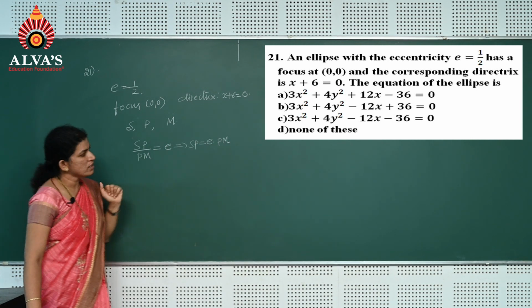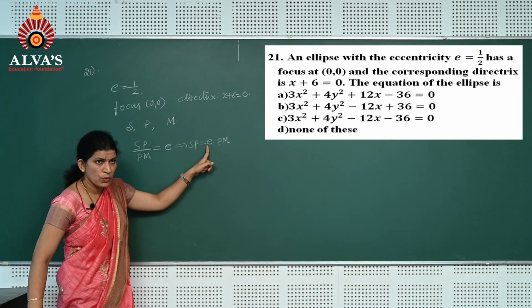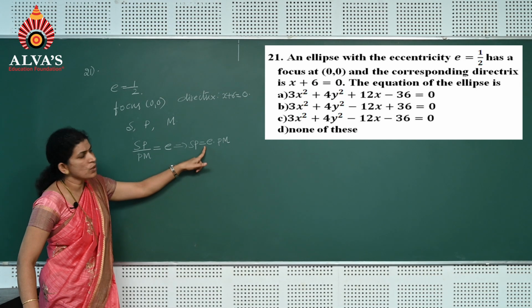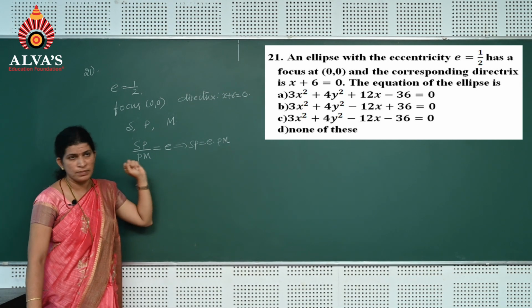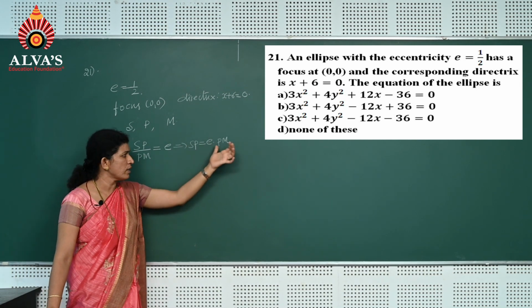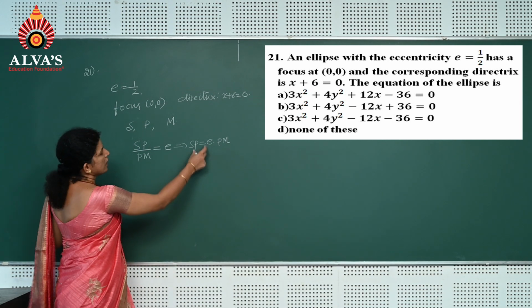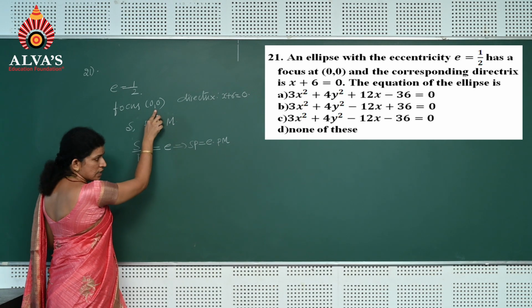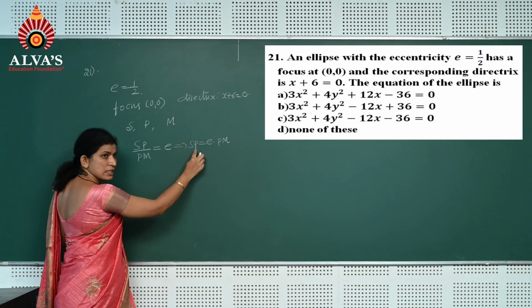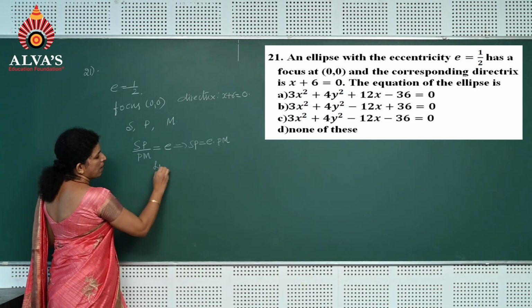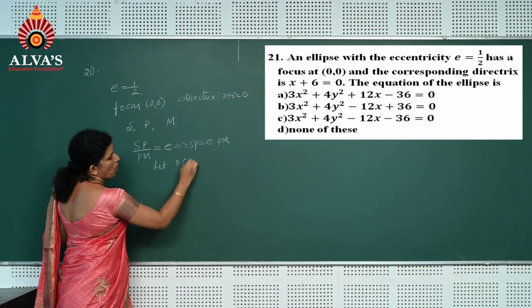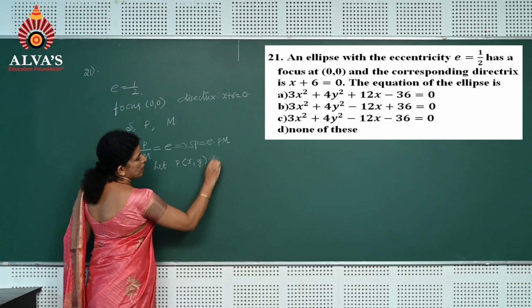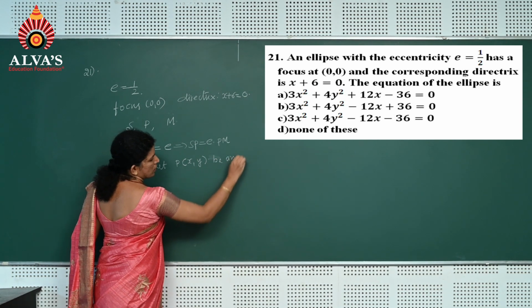If the E value is 1, then the conic section is a parabola. If E is less than 1, then it is an ellipse, and if E is greater than 1, then it is a hyperbola. Here E equal to 1 by 2 and S is the focus, that is (0, 0). P is any point on the curve. I am taking P as the point (x, y).